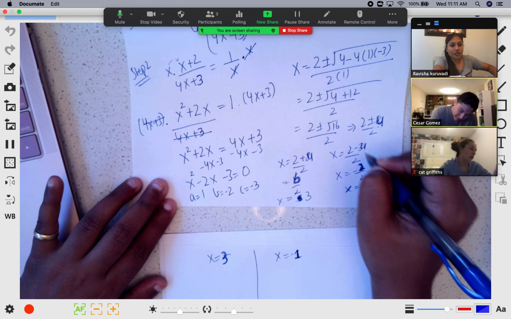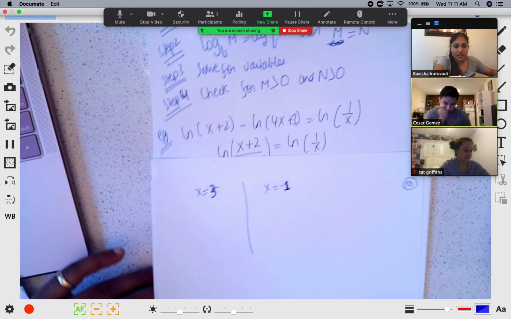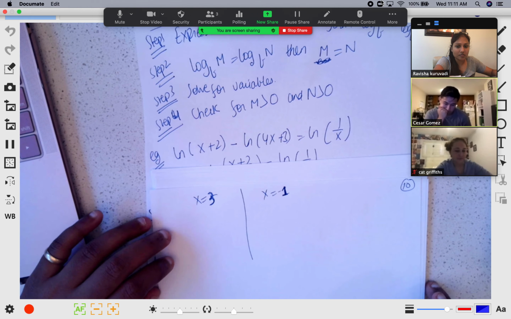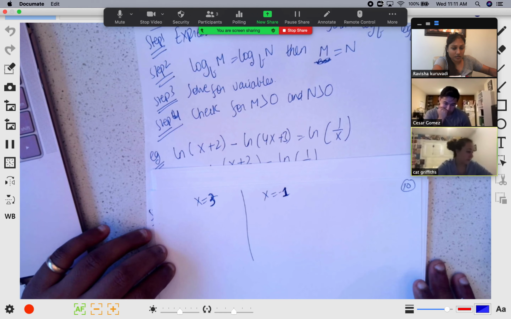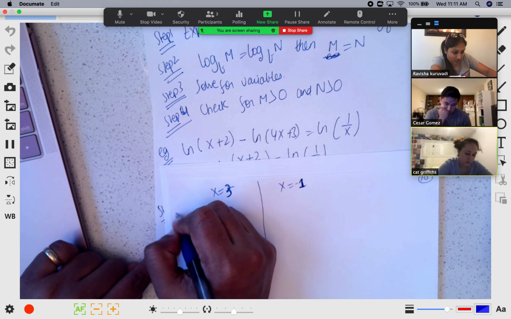Okay. You got 3 and negative 1. So Kat, this is my original equation. Can you tell me what are my m's? So it'd be x plus 2 and 4x minus 3. What about this side?